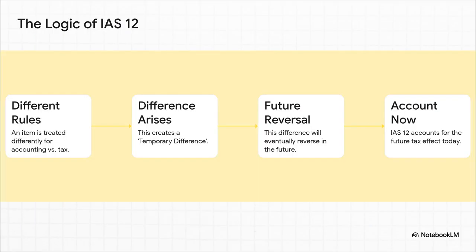The logic flows kind of like this. It all starts when one item, let's say a piece of machinery, is treated differently for accounting than it is for tax. Step 2, this difference creates that temporary difference we just mentioned. Now, here's the crucial part. It's called temporary for a reason. Eventually, that difference will reverse itself and go to zero. So the entire point of IAS 12, the whole game, is to make companies account for the future tax impact of that reversal. Right now, today.